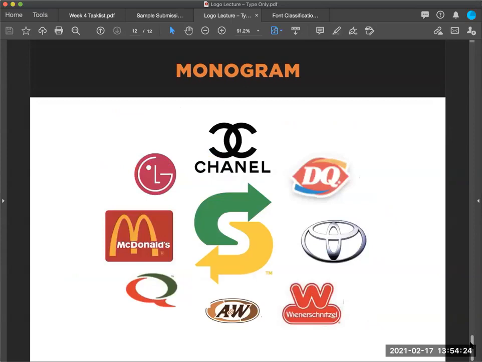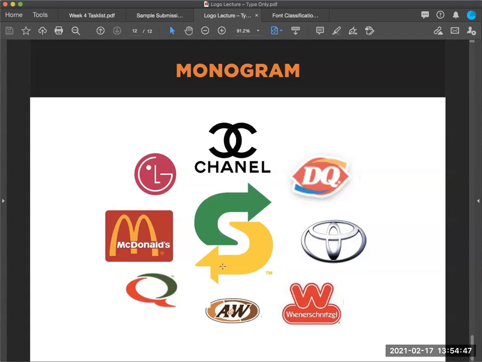The second category is monogram. And monogram is something that you might think of when you think of high fashion, or you might think of personal stationery. But the one thing about a monogram that's great is you can use them super, super small, and they can be instantly recognizable because of the distinct letter combination.